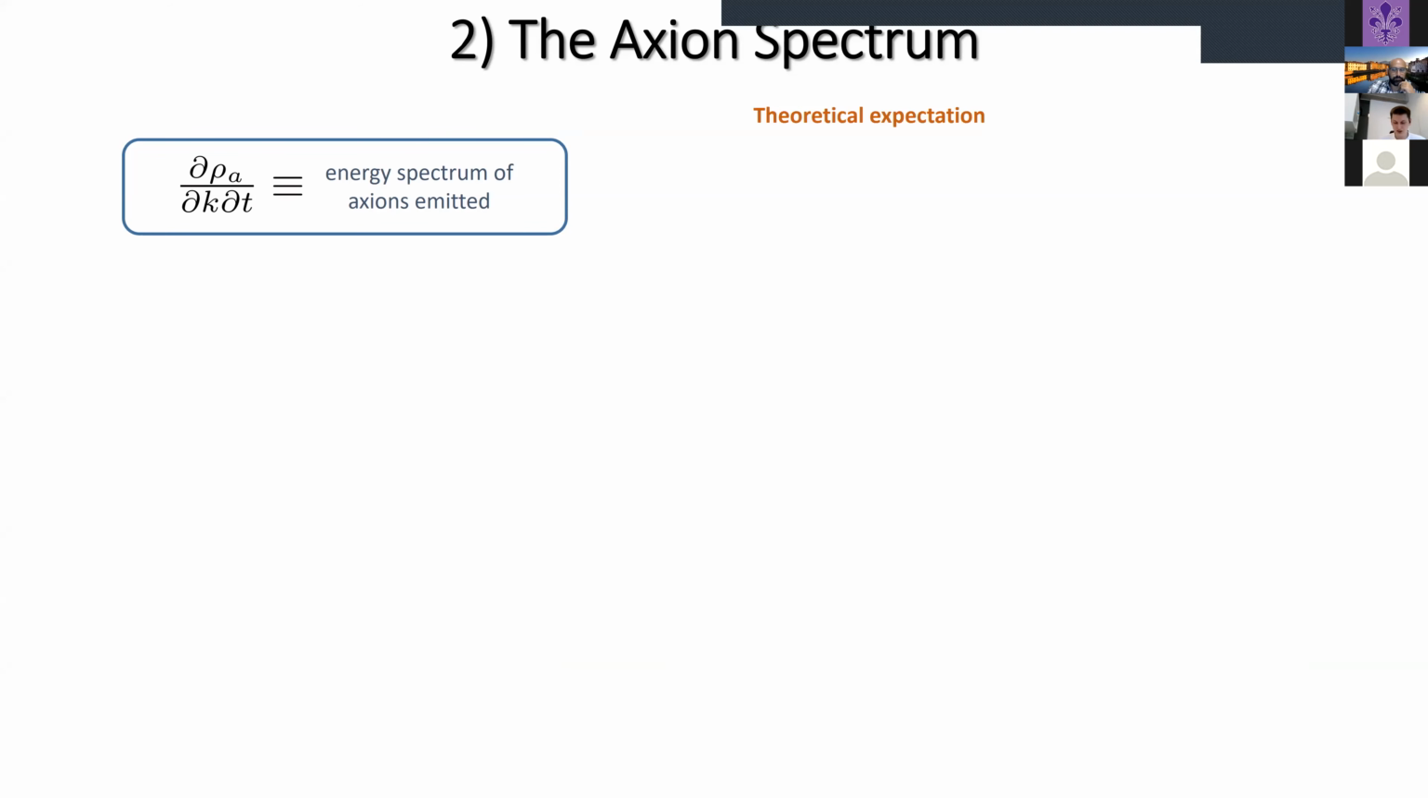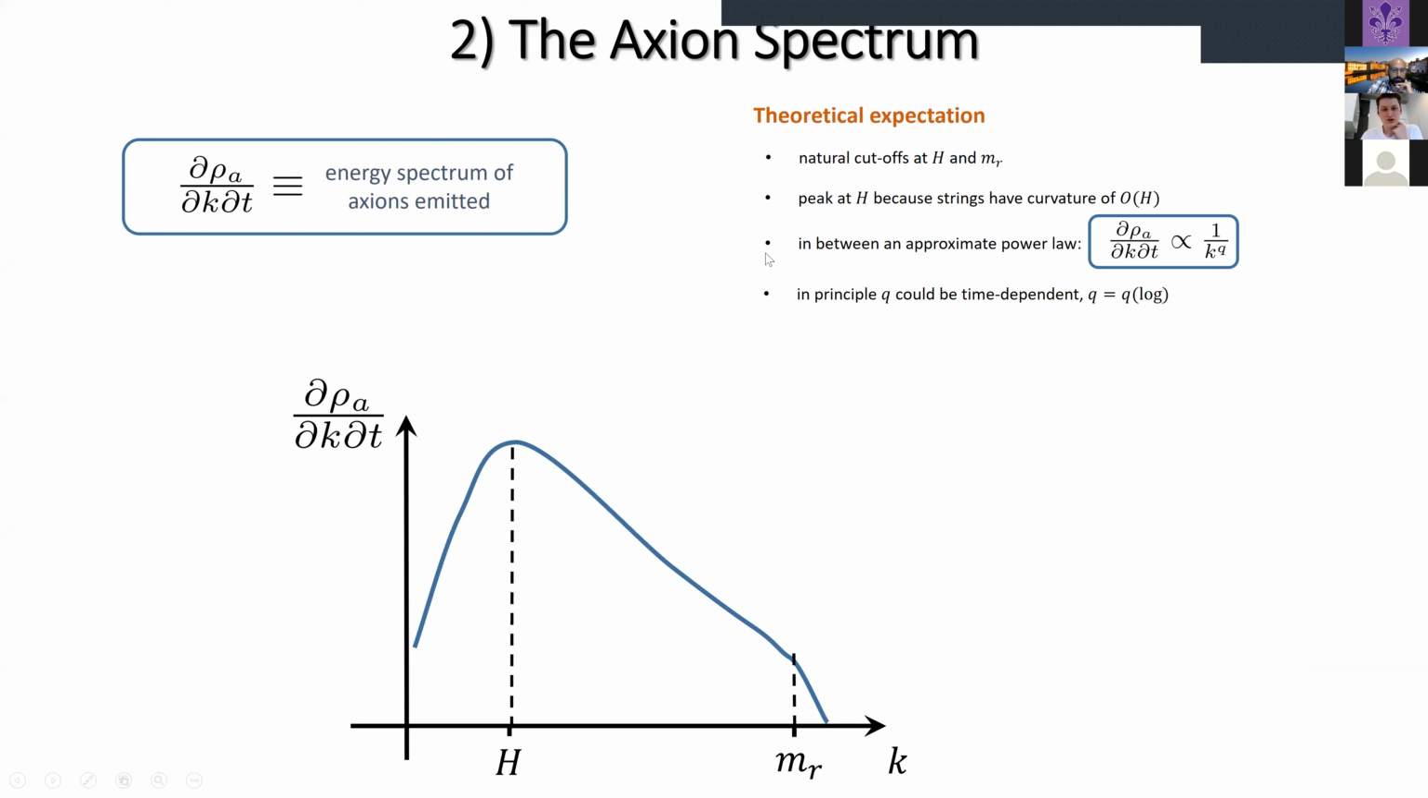As a second ingredient, we need the axion energy density spectrum, dρ_a/dk. Even before looking at the results from the simulations, we can guess the general form of the spectrum. Here I show the spectrum as a function of the momentum. The spectrum should have a cutoff at momenta smaller than Hubble because of causality, and at momenta larger than m_r, because the inverse of m_r is the small scale in the problem. And the spectrum should have a peak at momenta of order Hubble, because the strings have average curvature of order Hubble, and you expect them to emit wavelengths of order Hubble.